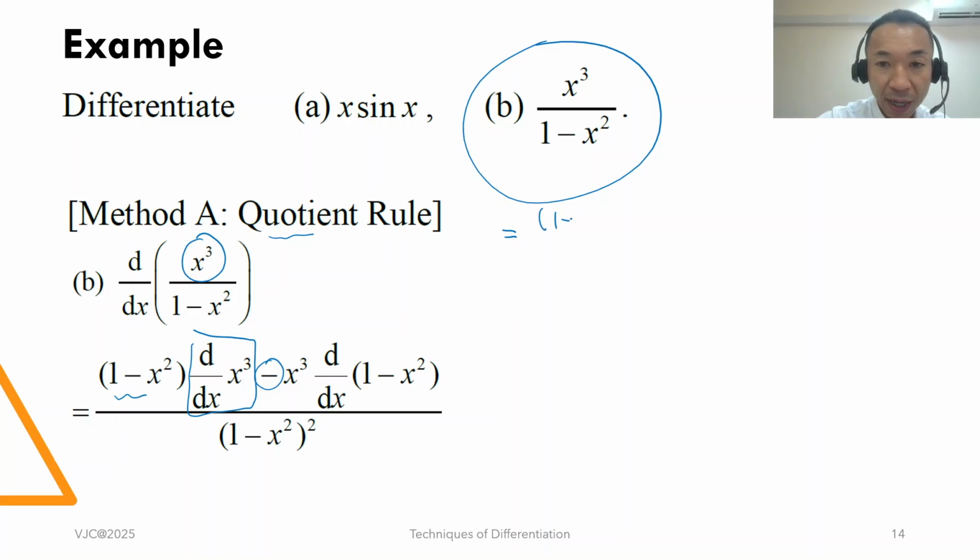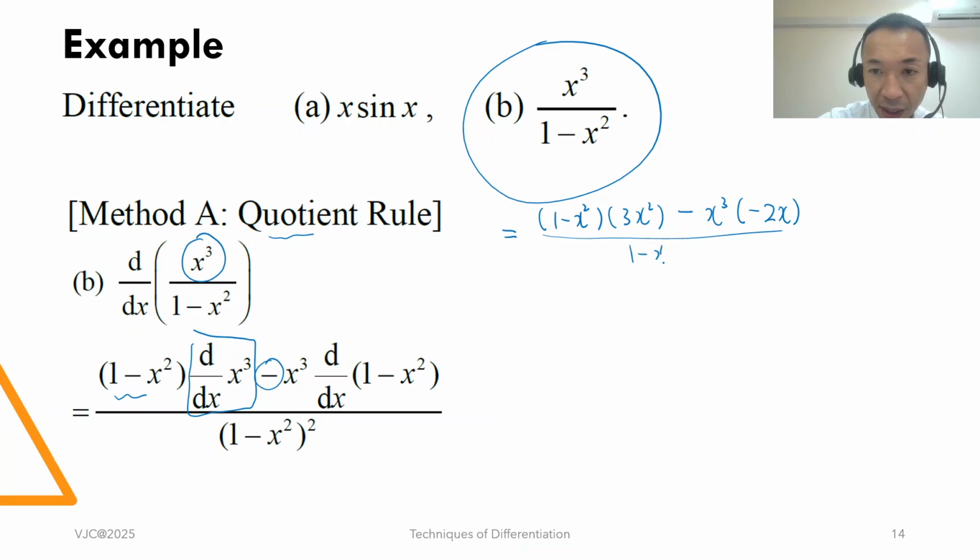So you will get a 1 minus x squared multiplied by a 3x squared, minus x cubed multiplied by minus 2x, divided by 1 minus x squared, cubed. Now you do realize that actually you can factorize your x squared out. There's a common factor of x squared. So I can factorize my x squared. What remains is 3 minus 3x squared plus, yes, plus a 2x squared.